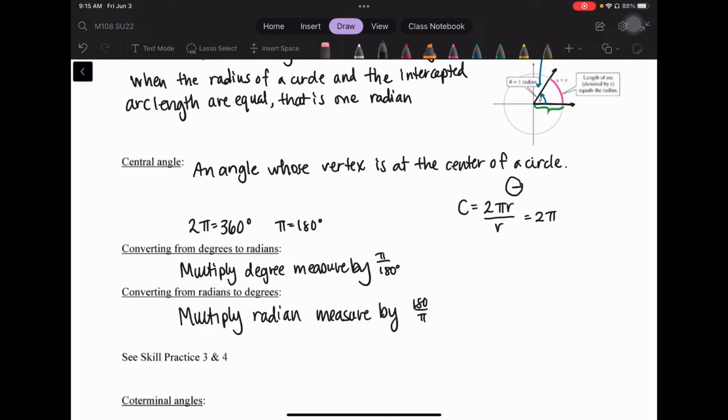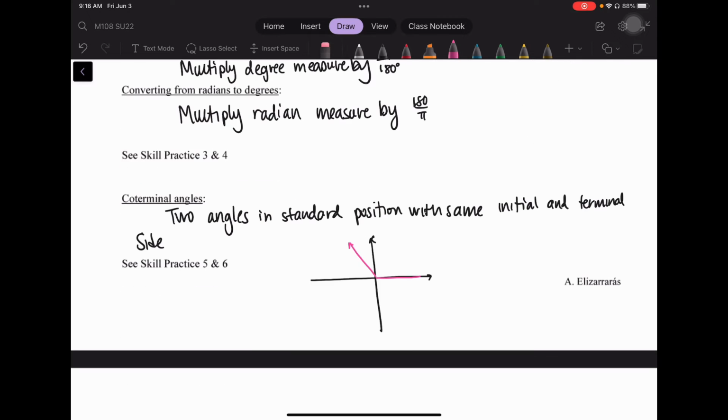Coterminal angles are two angles in standard position with the same initial side and same terminal side. Doesn't necessarily mean that they're the same measure, but they start and end at the same place. For instance, I could have angle theta here, or I could have angle alpha here. So they start and end at the same place, but one went a full rotation and then some, whereas the other went just from quadrant 1 to quadrant 2.